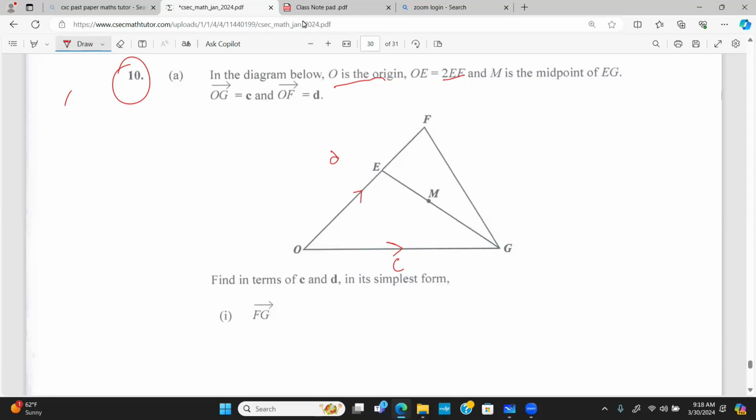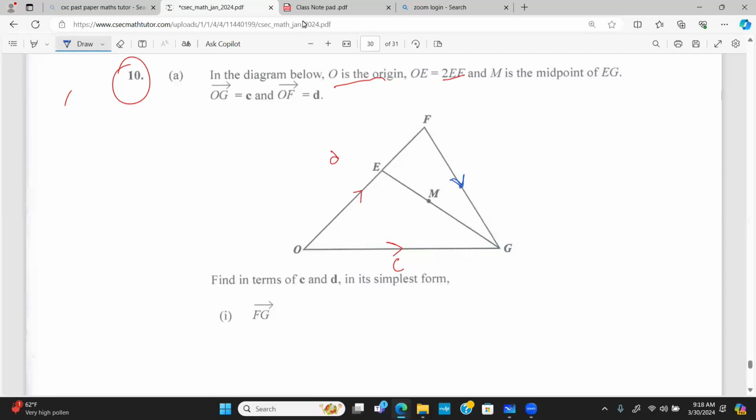Normally when we get these questions, what we want to do is to label the diagram accurately. Now let us see what they want. It says find, in terms of C and D in its simplest form, FG. So they want us to find FG. So they want us to go this way.